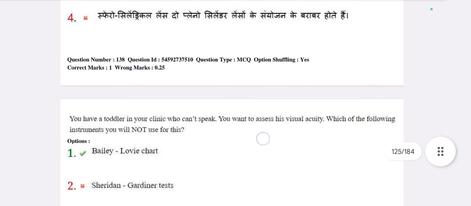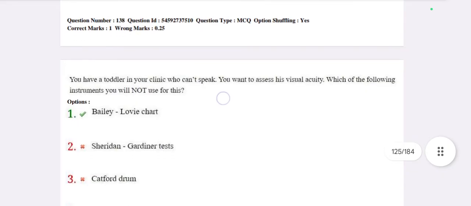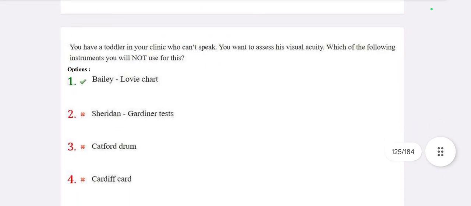Our next question is, you have a toddler in your clinic who can't speak. You want to assess his visual acuity. Which of the following instruments will you not use for this? Answer is Braille and Lowe chart.